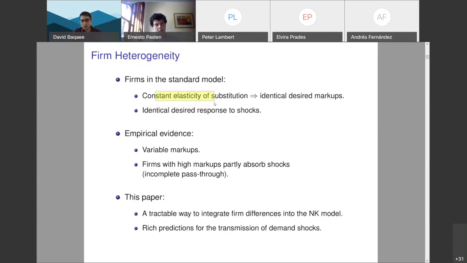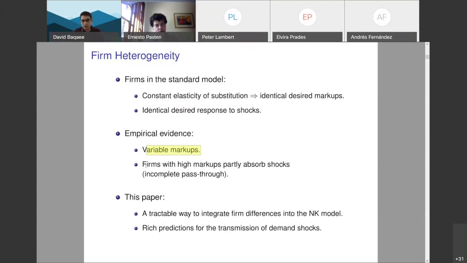In the data, what we see is that firms look like, in the cross-section, they have very, very different desired markups. There's a lot of dispersion in firm-level markups. And furthermore, typically, people think that the small firms want to charge lower markups than the larger firms, because as firms get bigger, their demand curves become less elastic.